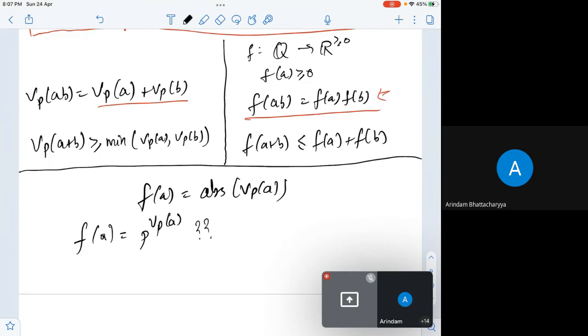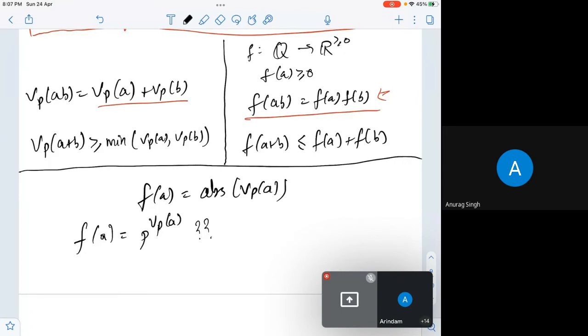Okay, tell me a proof. For the multiplicative part, we can easily prove it by using that v_p(ab) is equal to v_p(a) plus v_p(b). Then we will have f(ab) is equal to p raised to the power v_p(a) times p raised to the power v_p(b). So we are done proving the multiplicative part.